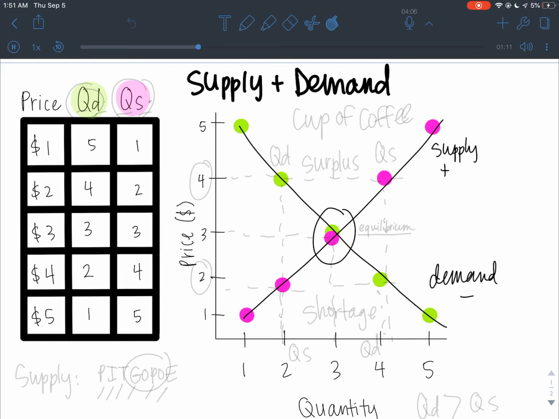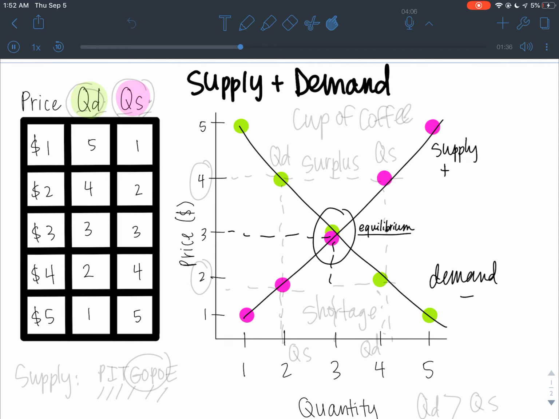This center point is called the equilibrium. It is the most important point for the buyer and seller to meet right in the middle, because the equilibrium is where the goods and services being bought by buyers is equal to the goods and services being produced, which means there's no surplus and there's no shortage, which is perfect for both parties.